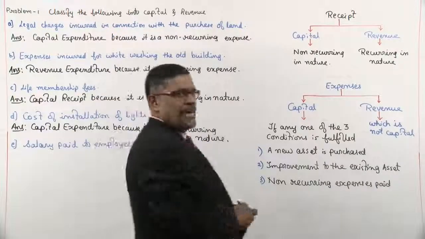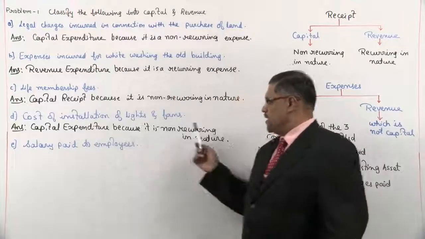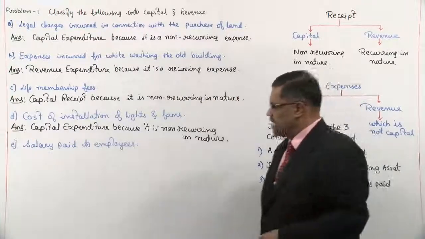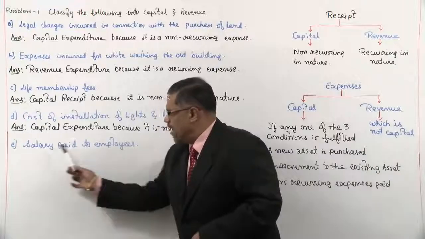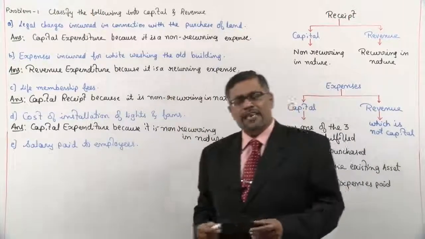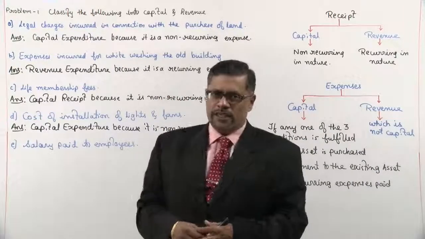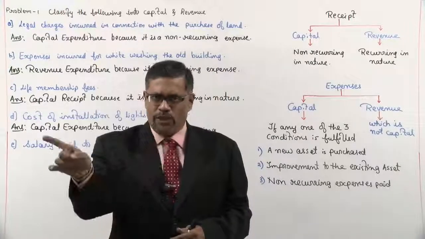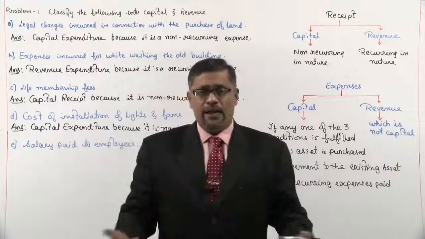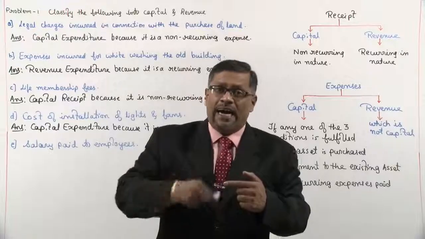So that is what is a capital expenditure, because it is non-recurring in nature. Last transaction of this problem, salary paid to employees. Will you pay the salary only once to the employees or every month? Every month. What you pay again and again.